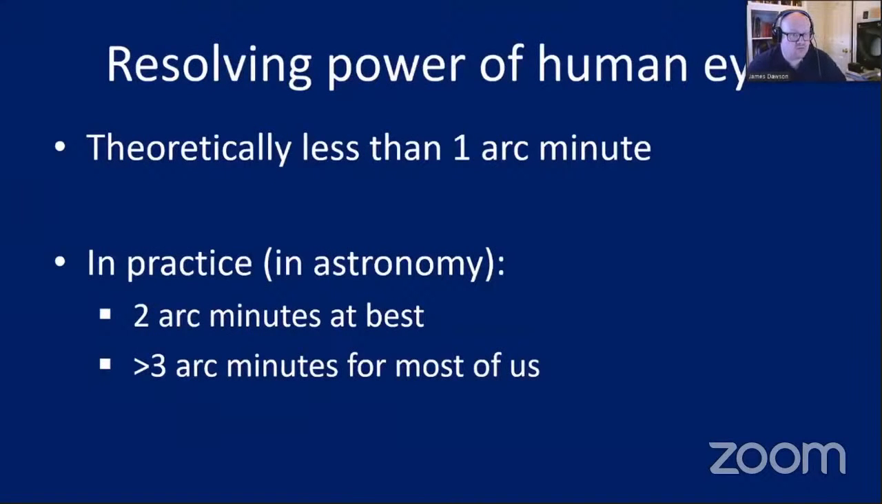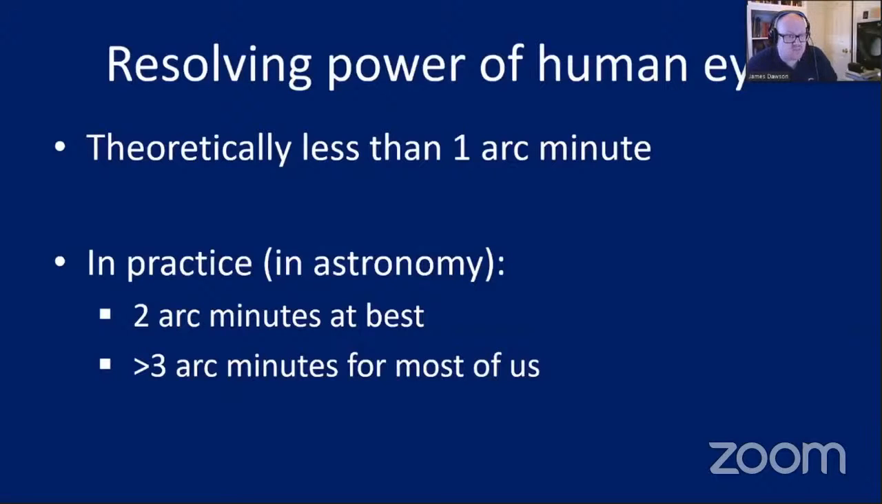So, oh yes, resolving power of the human eye. This is another sort of basic we need to think about. So theoretically, human vision has the potential to resolve less than 1 arc minute. And when you do the Snellen test at the opticians with the letters on, 20/20 vision is probably about 1 arc minute. And some people have eyesight which is better than 20/20, other people have it worse.